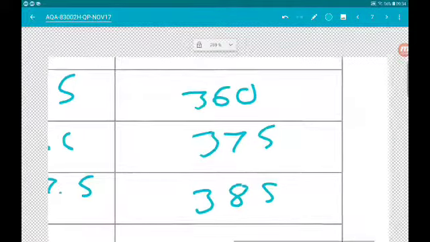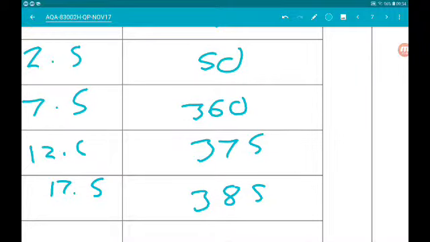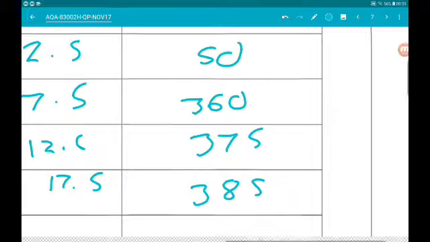Okay, so now we add those 4 together. So we're going to get 385 add 375 add 360 add 50, and we get 1170.